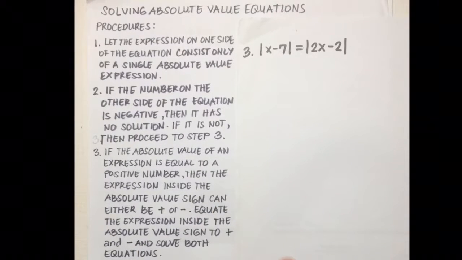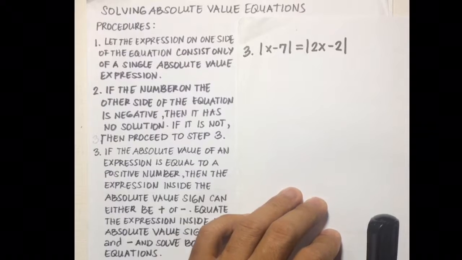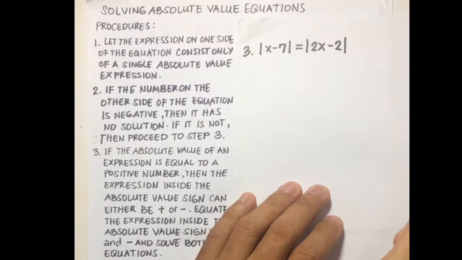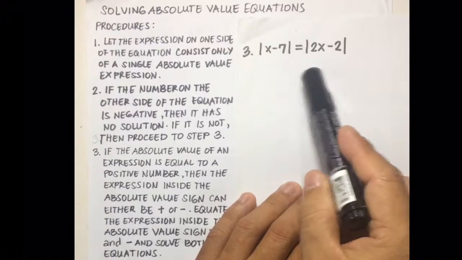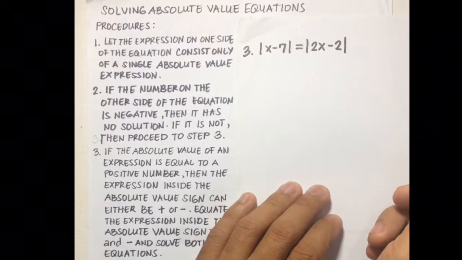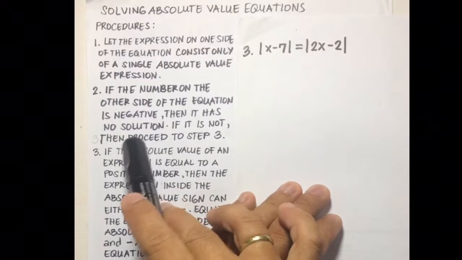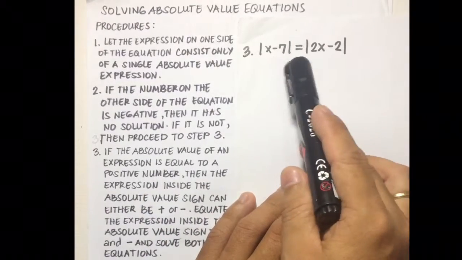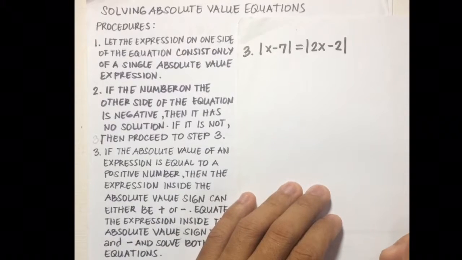Example number 3. Absolute value of x minus 7 equals absolute value of 2x minus 2. Step 1, let the expression on one side of the equation consist only of a single absolute value expression. So this is already done. So we're going to proceed to step 2. If the number on the other side of the equation is negative, then it has no solution. Since this is not negative, this is positive here, we're going to proceed to step 3.